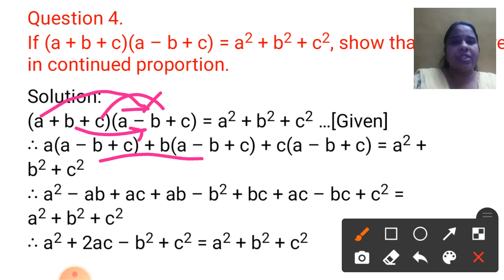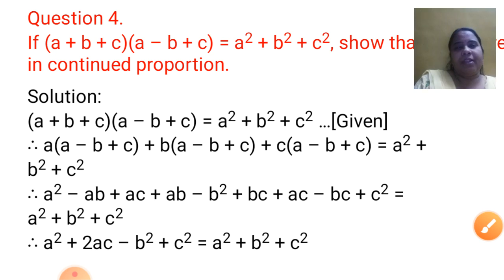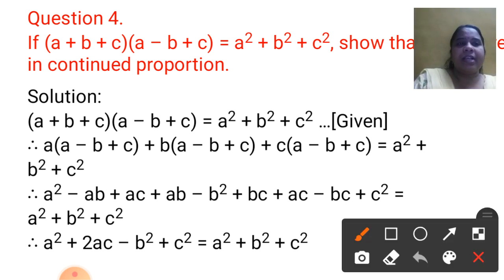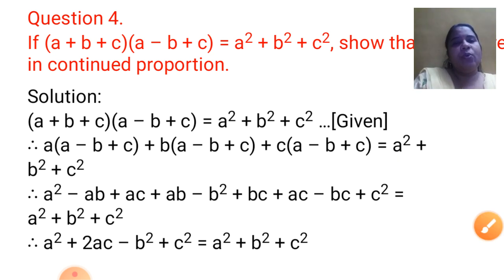See, this is what is done here. A, B and C are multiplied by the same bracket again and again, that is A minus B plus C. And the right hand side is written as it is, A square plus B square plus C square. Okay. Then what do? You open the bracket.